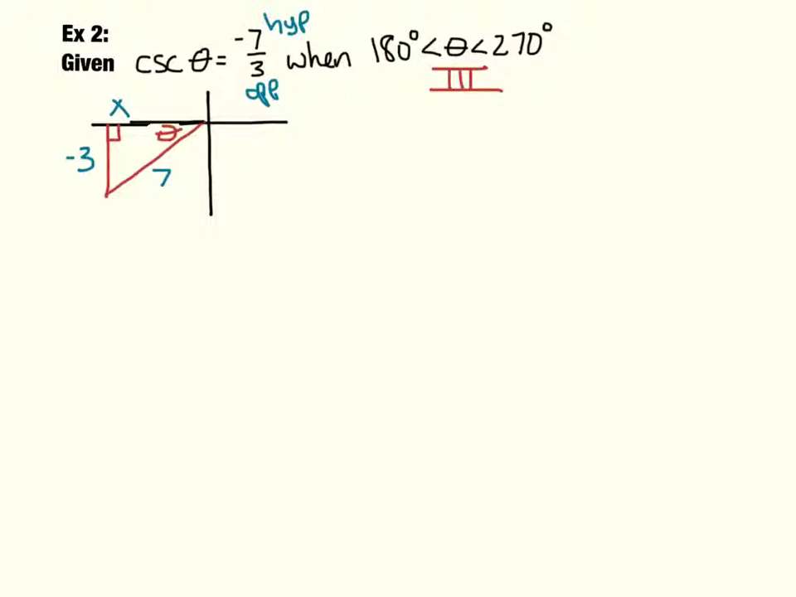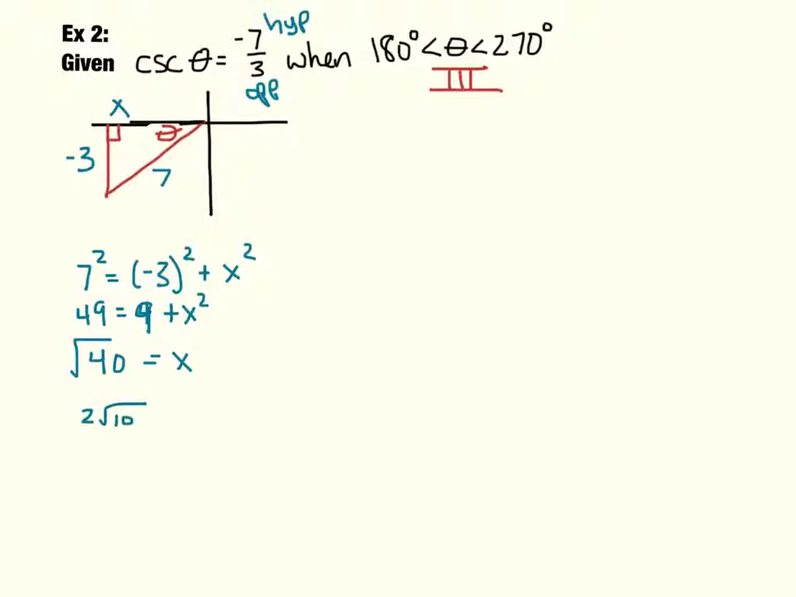So I set up Pythagorean theorem, 7 squared equals negative 3 squared plus x squared. And 49 is equal to 9 plus x squared. So the square root of 40 will equal x after subtracting 9 and taking the square root. And I'm going to go ahead and reduce that. 4 goes into 40, so I can pull out a 2. 2 square roots of 10 equals x.